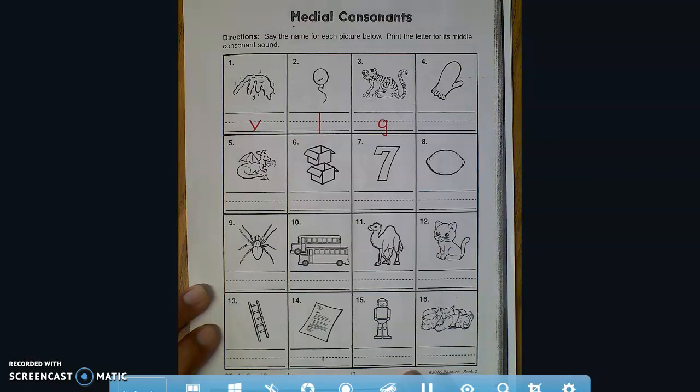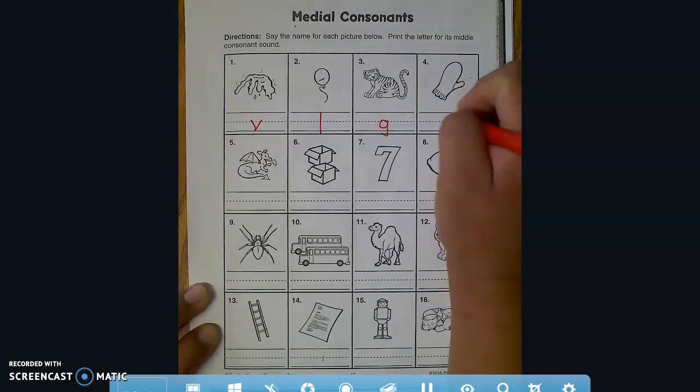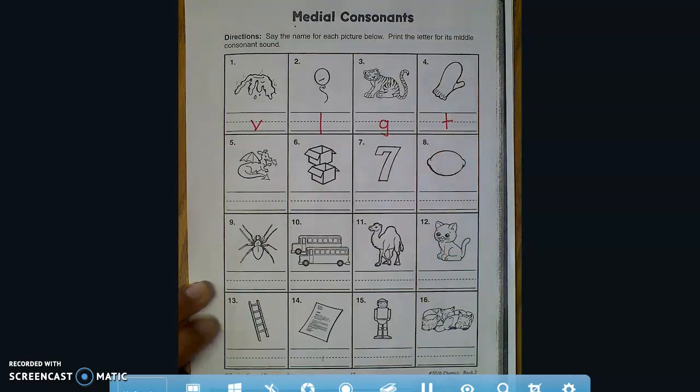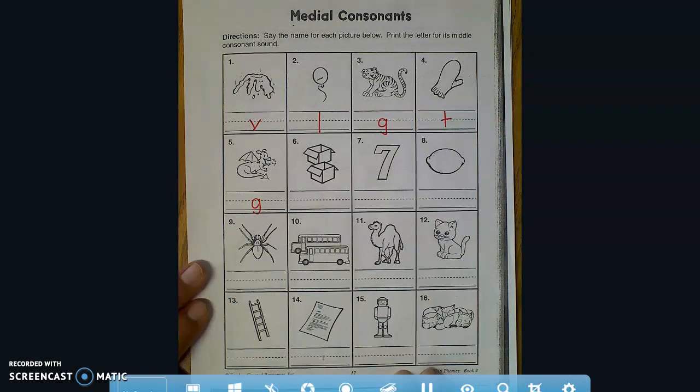Number 4, mitten. We're going to listen for the middle consonant sound in mitten. Mitten. Number 5 is a picture of a dragon. Listen for the middle sound of dragon, the consonant sound. Dragon. It is a G again. Just like tiger, dragon. G.